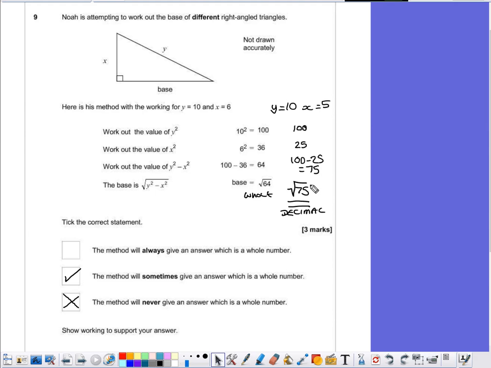Any example which proves this, where you end up with a non-square number as your answer, will be enough to give you your 3 marks.